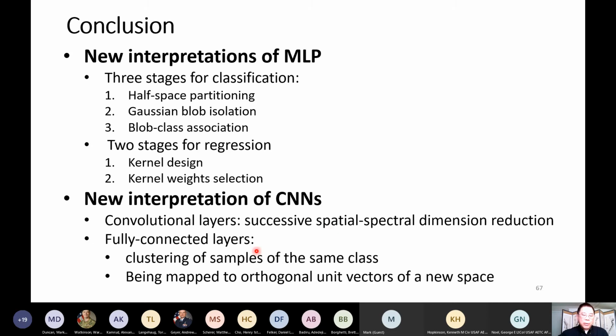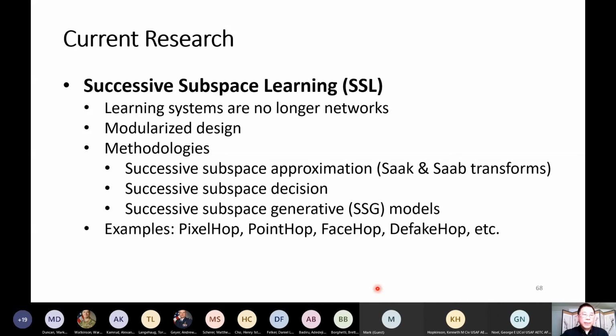And in the FC layer, we try to consider the label, and within the same class label, maybe there are multiple clusters because of different shapes or different kinds of pose or different angles. So we can do clustering. This is called intra-class variability. And then for each cluster, we can map to a unit vector of a new space.